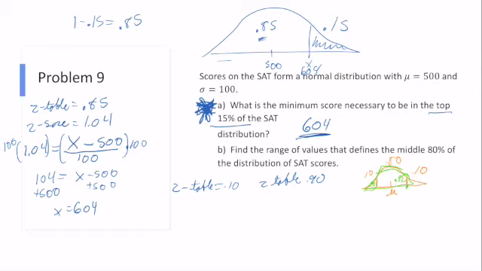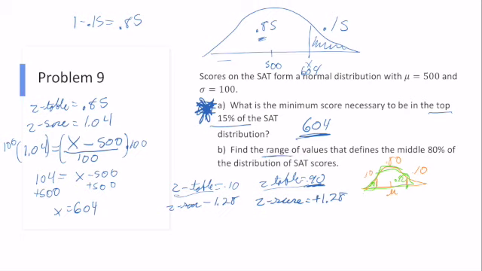I'm going to take the z-score for each of these, and that will define my range of values. So I look up 0.10 in the z-table, and it gives me a z-score of negative 1.28. I look up 0.90 in the z-table, and it gives me a z-score of positive 1.28. I solve both of these, right?